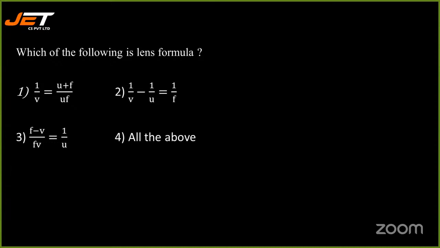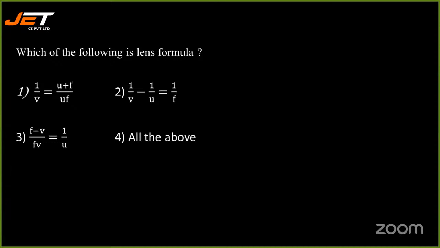Yes, 2 is correct. But what about 1 and 3? Why are they not correct? Just see. If I take this 1 by u to the other side and take the LCM, what happens? It will be 1 by v is equal to u plus f by uf, right?